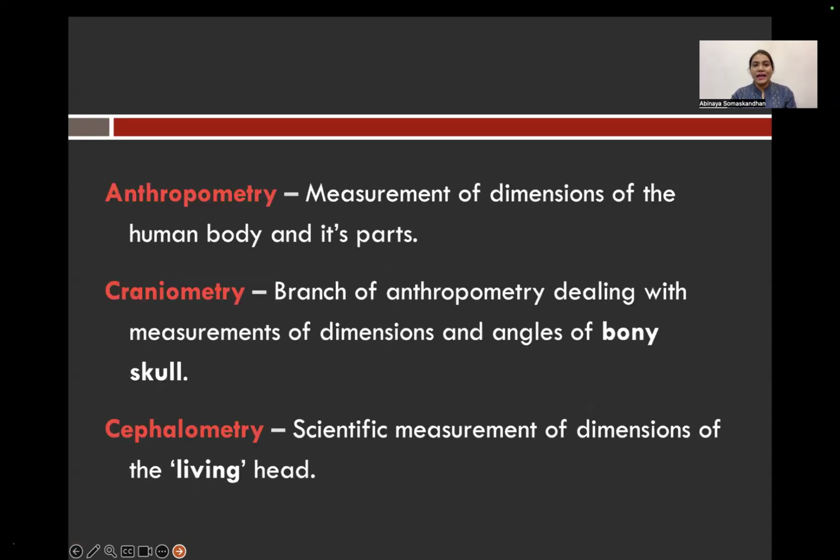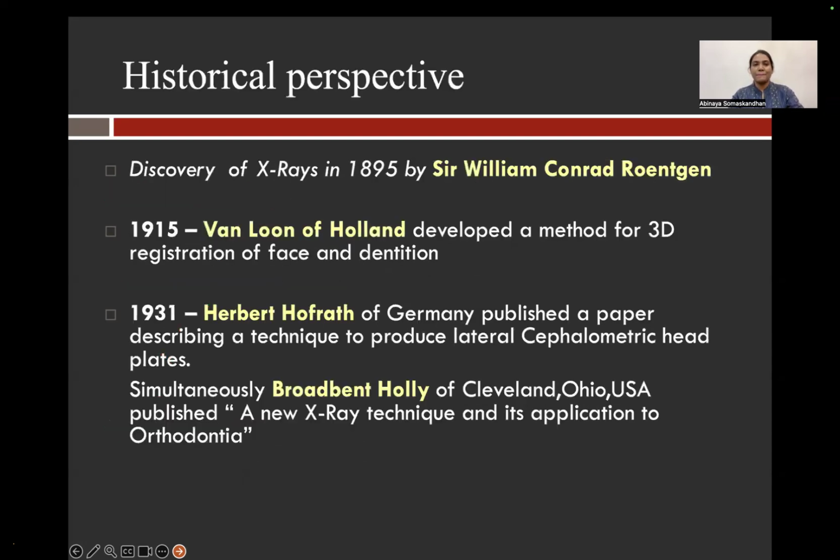So to start with, anthropometry is a measurement of dimensions of the human body and its parts, whereas craniometry is a branch of anthropometry dealing with measurements of dimensions and angles of the bony skull. Cephalometry, which we will be talking about today, is a scientific measurement of dimensions of the living head.